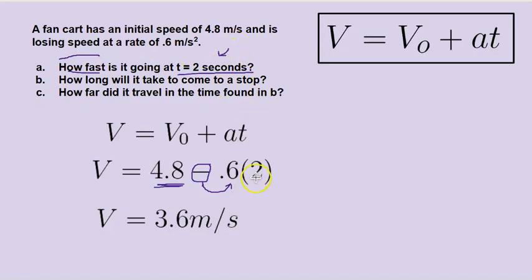Okay, and then how fast is it going 2 seconds later? It has slowed from a speed of 4.8 to a speed of 3.6 meters per second. So I hope you got that one right. So now do B. How long will it take to come to a stop?